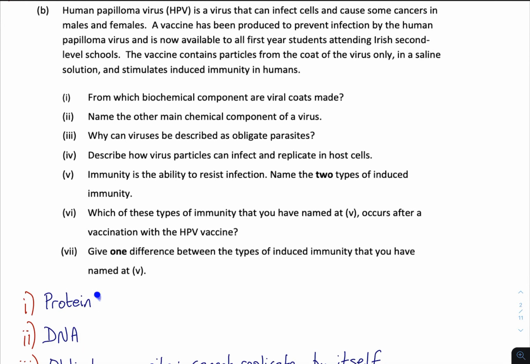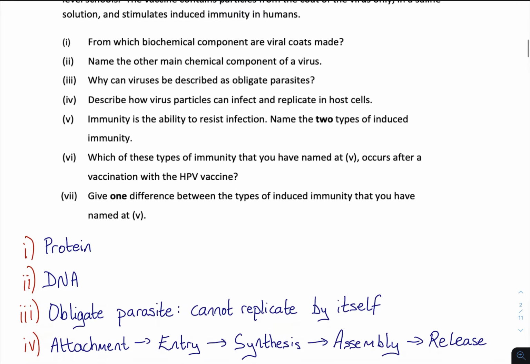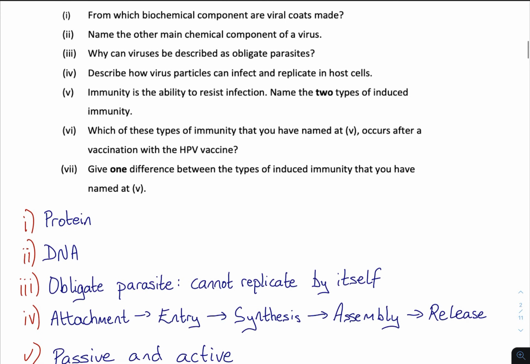Okay, viruses are very simple to draw. And part 2, name the other component of a virus, and that would be DNA. You could also say RNA, but you only mention one of them. Okay, and finally, why are viruses described as obligate parasites? Well, an obligate parasite is one that cannot reproduce or replicate by itself. So a virus cannot replicate by itself.